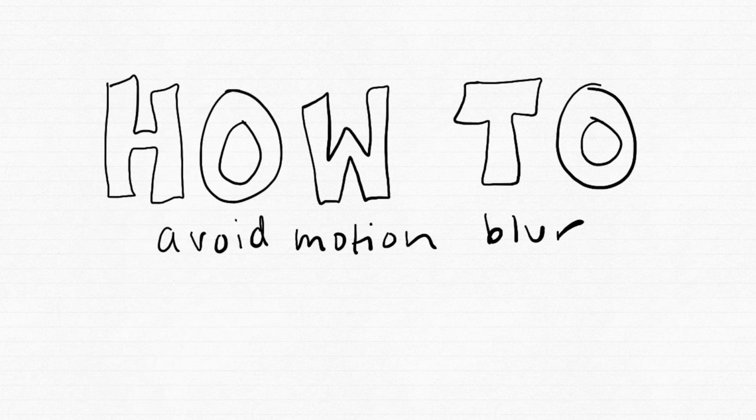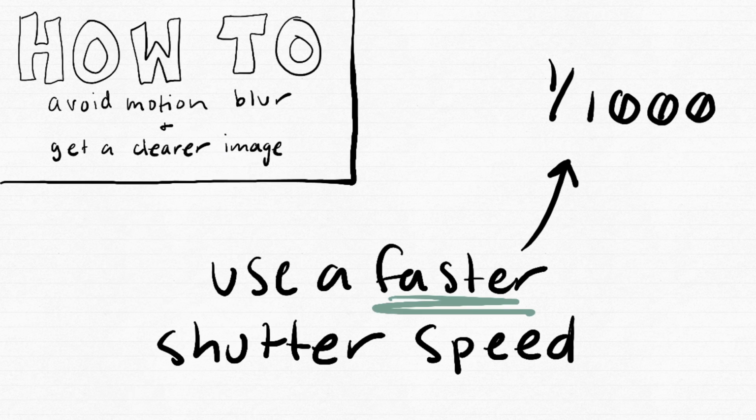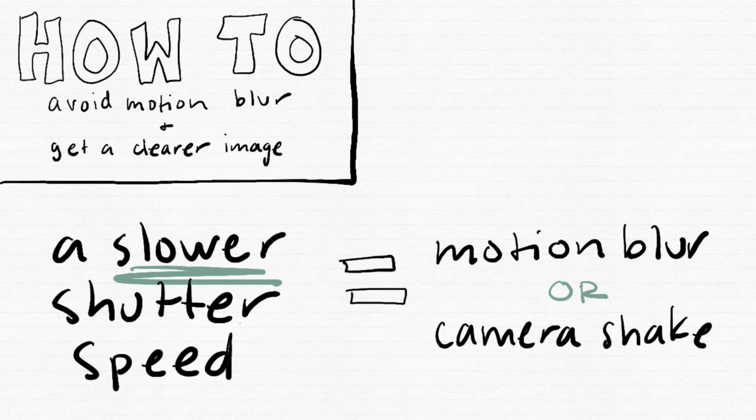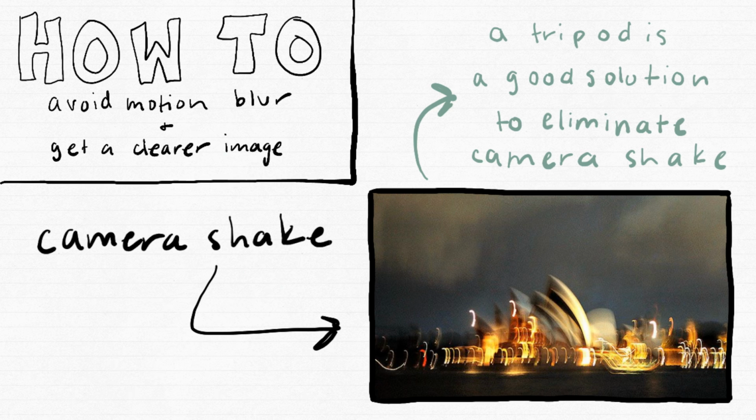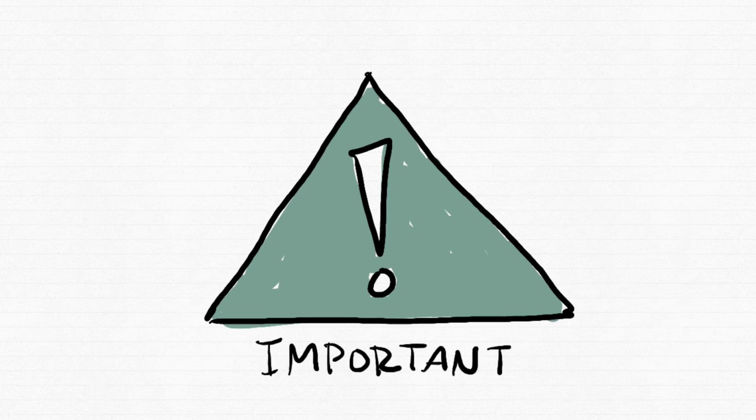To get a clearer image without motion blur, you use a faster shutter speed, such as 1/1000th. A slower shutter speed will result in motion blur or camera shake. Usually, camera shake should be avoided, so it's better to use a faster shutter speed, unless you want intentional shakiness or motion blur. It's also important to remember that shutter speed cannot be on its own.